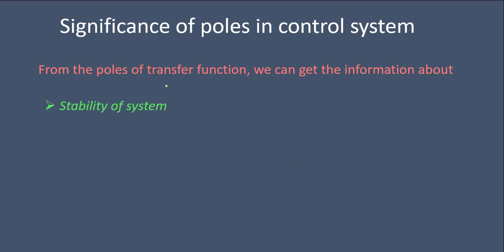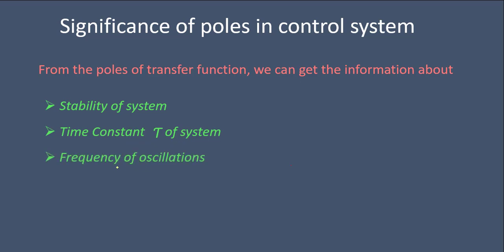From the poles of a transfer function, we can find the stability of a system. Then we can find the time constant tau of the system. Also, from the poles of a transfer function, we can find out the frequency of oscillations, then the type of a system and the order of a system. So these are all important things that we can find just by knowing the poles of a transfer function.